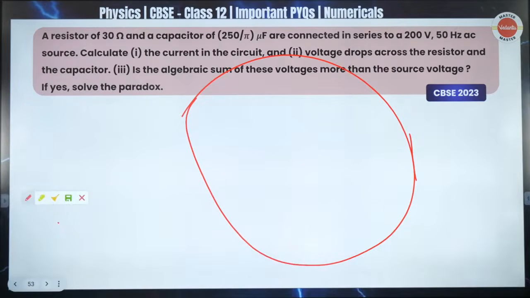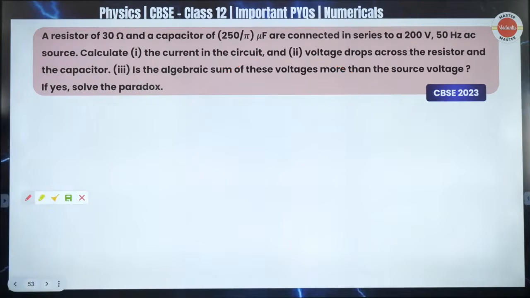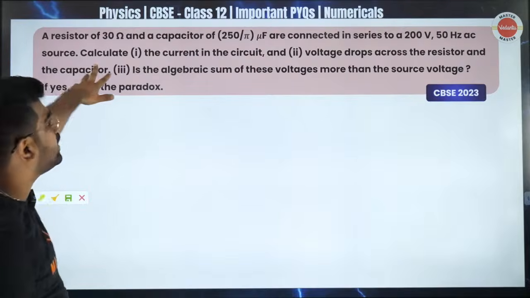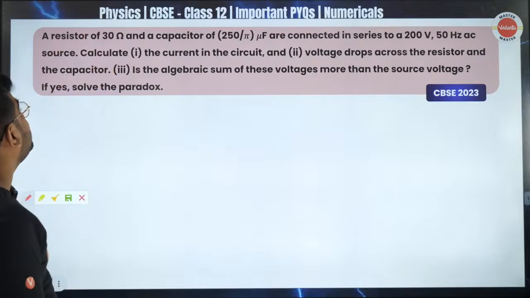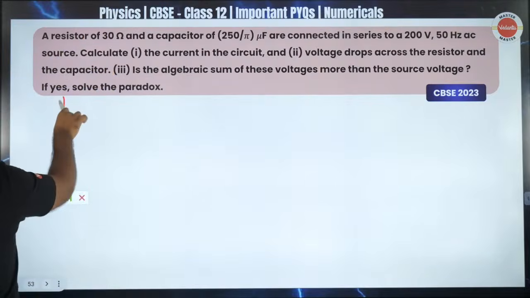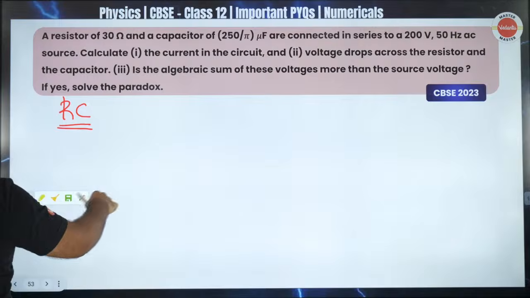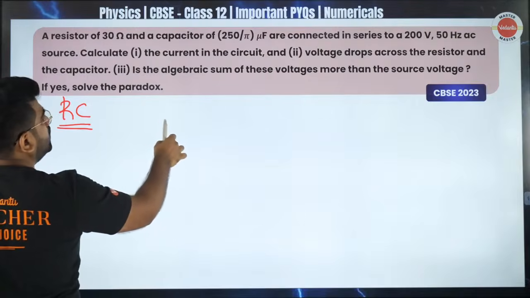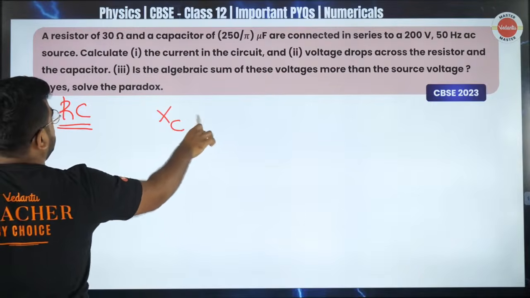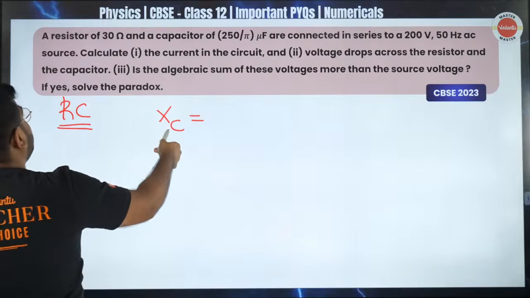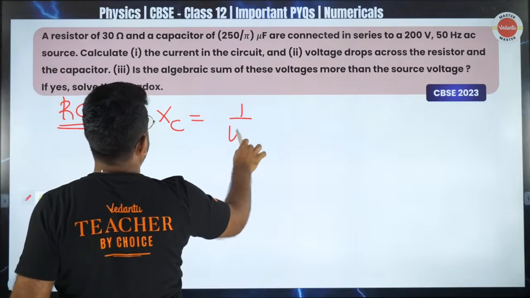So now shall we solve this question? Okay, let's try to solve this question. It's a very simple question. In a circuit, it's an RC circuit. Correct? It's an RC circuit. Okay, so what is XC? What is the capacitive reactance? It is 1 by omega C.